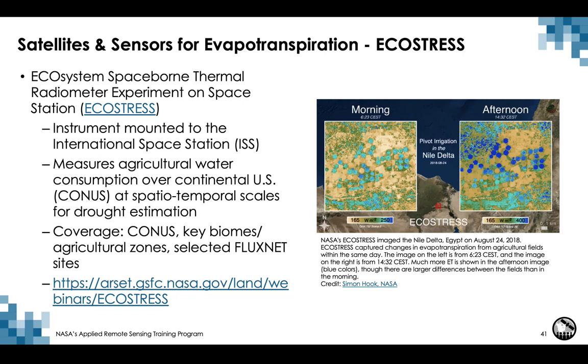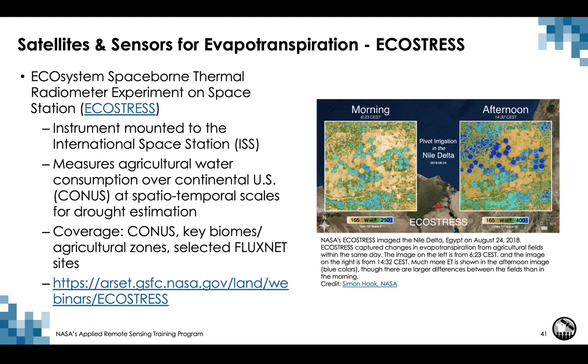ECOSTRESS Level 3 products contain evapotranspiration data derived from Level 2 data. The Level 4 products contain evaporative stress index and water use efficiency derived from the Level 3 data. Originally, ECOSTRESS coverage was limited to the conterminous United States, key agricultural zones, and selected FluxNet sites, but evapotranspiration Level 3 data is now available for the planet between 53 degrees south latitude and 53 degrees north latitude.